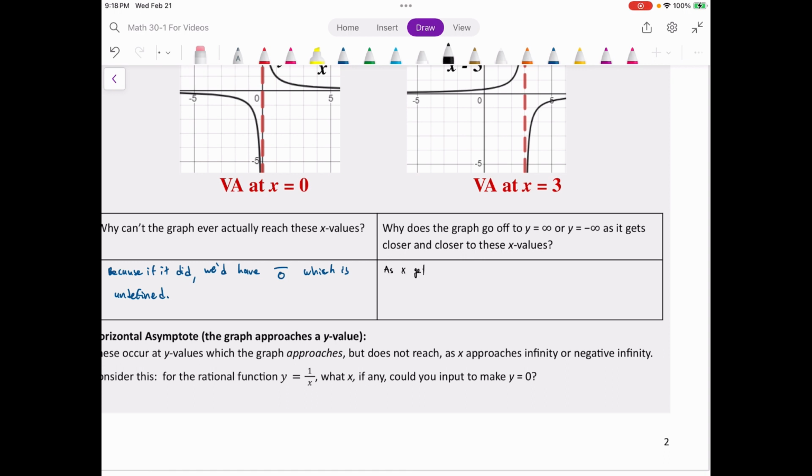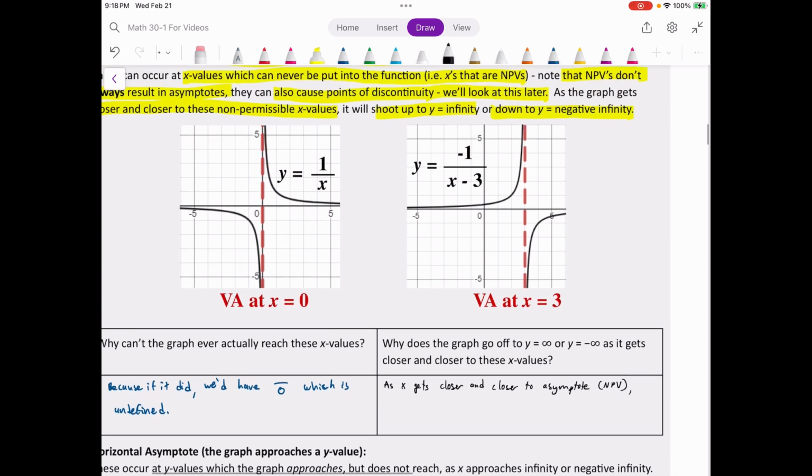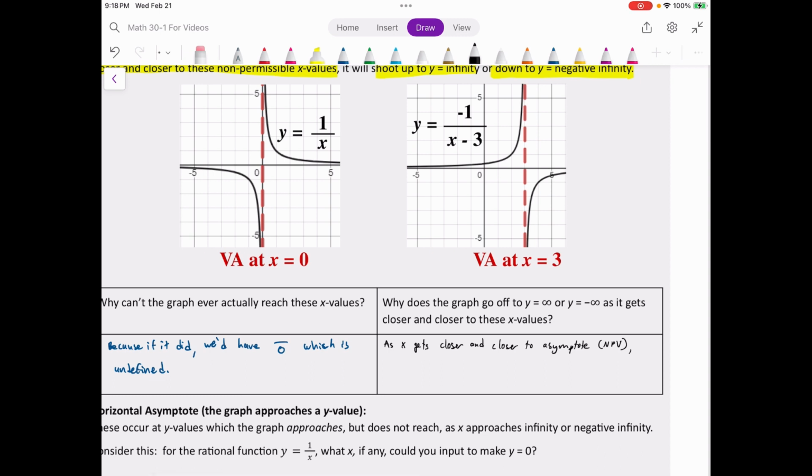As x gets closer and closer to the asymptote, which for these here is the non-permissible value, okay, what's happening to the denominator? So as x gets closer and closer to 0 here, or as x gets closer and closer to 3 here, what's that mean for our denominator? It's getting really, really, really small, right? Like when this is 3.00001, this is just 0.00001, right? The denominator gets very close to 0.